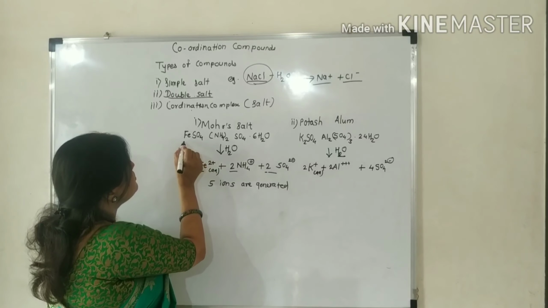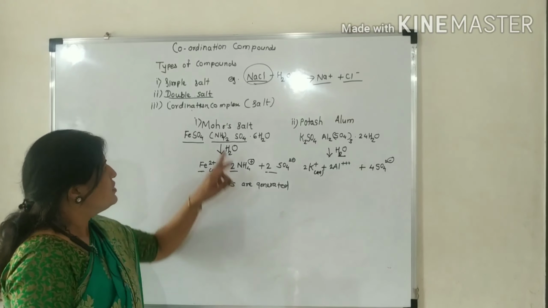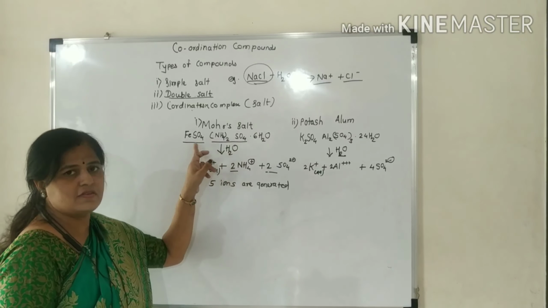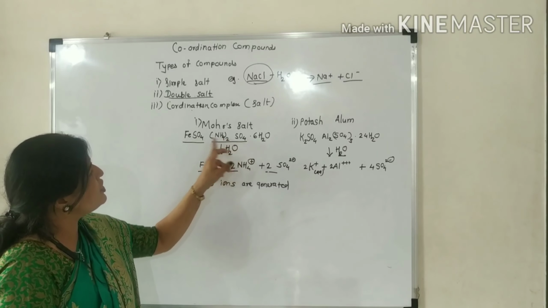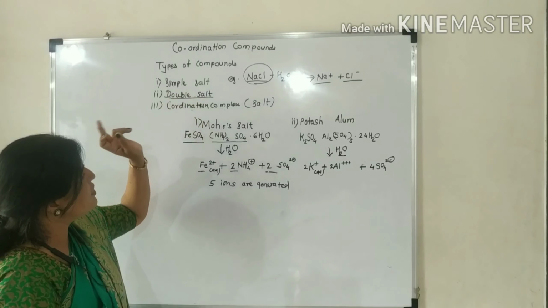Here there are two salts. Which are they? FeSO4 and (NH4)2SO4. This Mohr salt is a double salt, made up of, or a combination of, these two salts. Therefore, it is called a double salt.